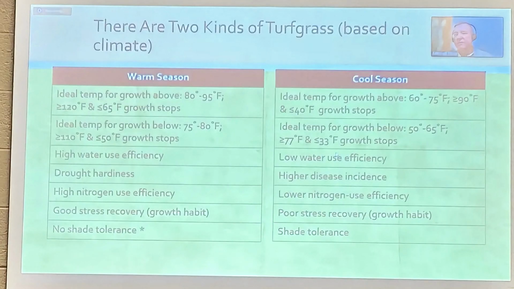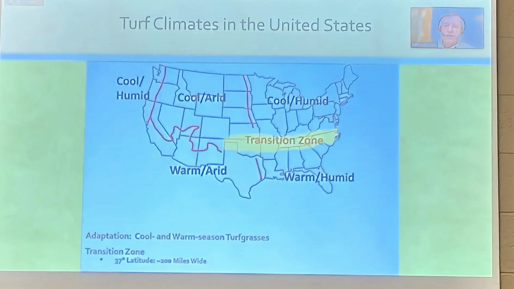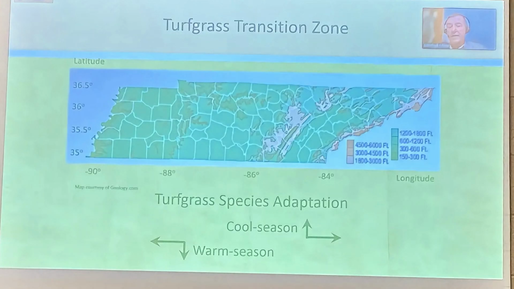There are two kinds of turf grass based on climate. There's the West, like California, it's cool and humid. New Mexico, it's warm and arid. We've got Idaho and South Dakota, it's cool and arid. Then we have where I am, the transition zone. We've got Florida, warm and humid, and the Northeast, cool and humid. And there's a little diagram of Tennessee.